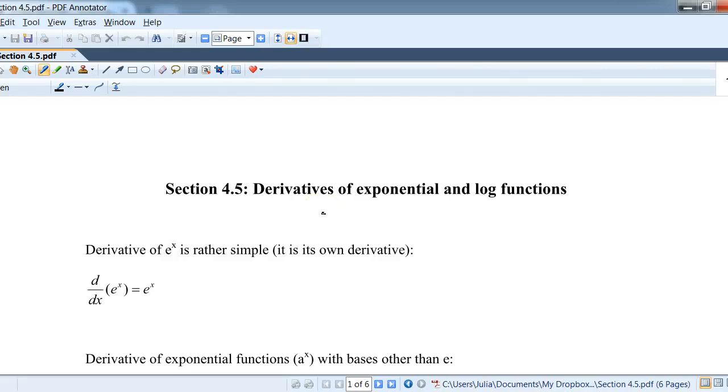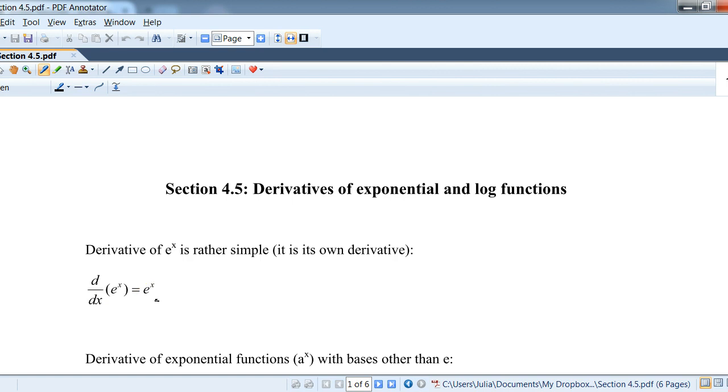In this video, we'll talk about derivatives of exponential and log functions. Let's start with e to the x. It's probably the easiest function to take a derivative of because it's simply itself. And no matter how many times you take the derivative, you get e to the x back.